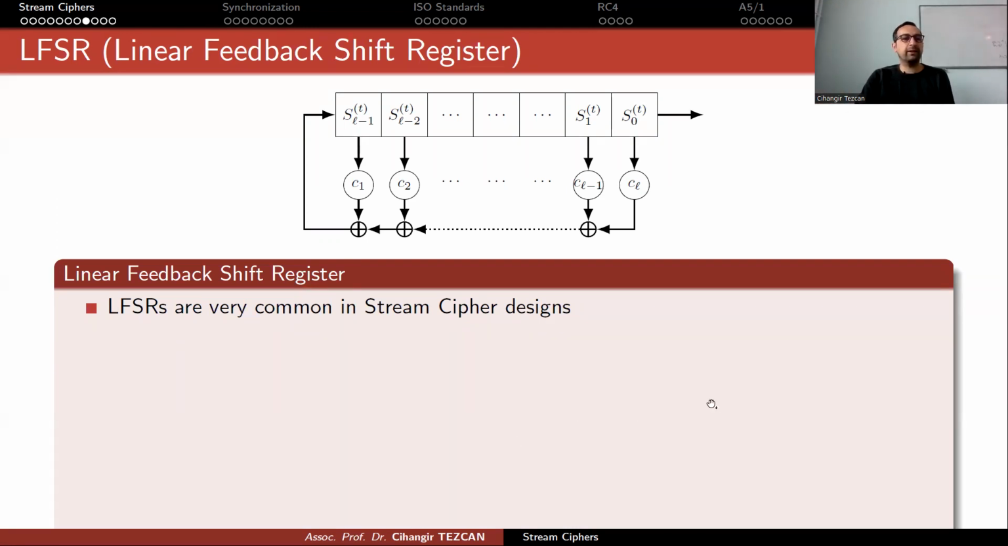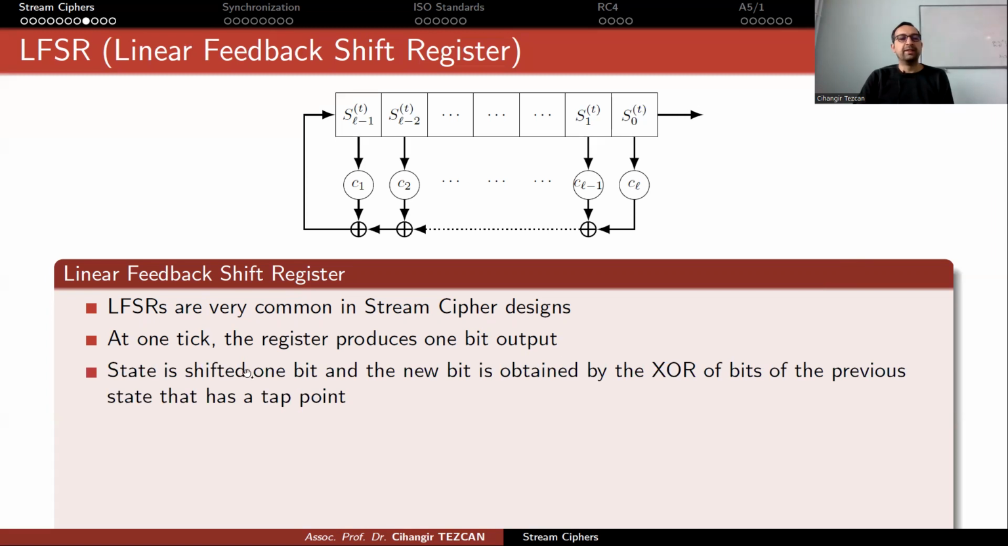So LFSRs are very common in stream cipher designs. At one tick, one clock, the register produces one bit output from here. So generally, it produces this value as an output. Okay, so this is removed from here and sent as an output. The state is shifted one bit. So since you remove this from here, everything from here is shifted to here. So you end up with an empty place here. All of these boxes represent zeros and ones, so they are bits.